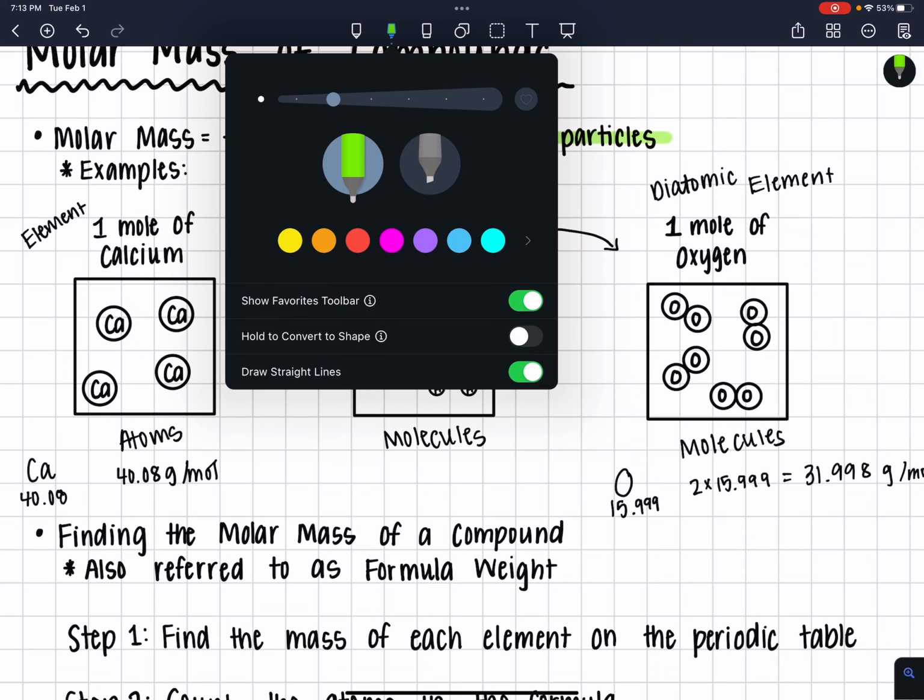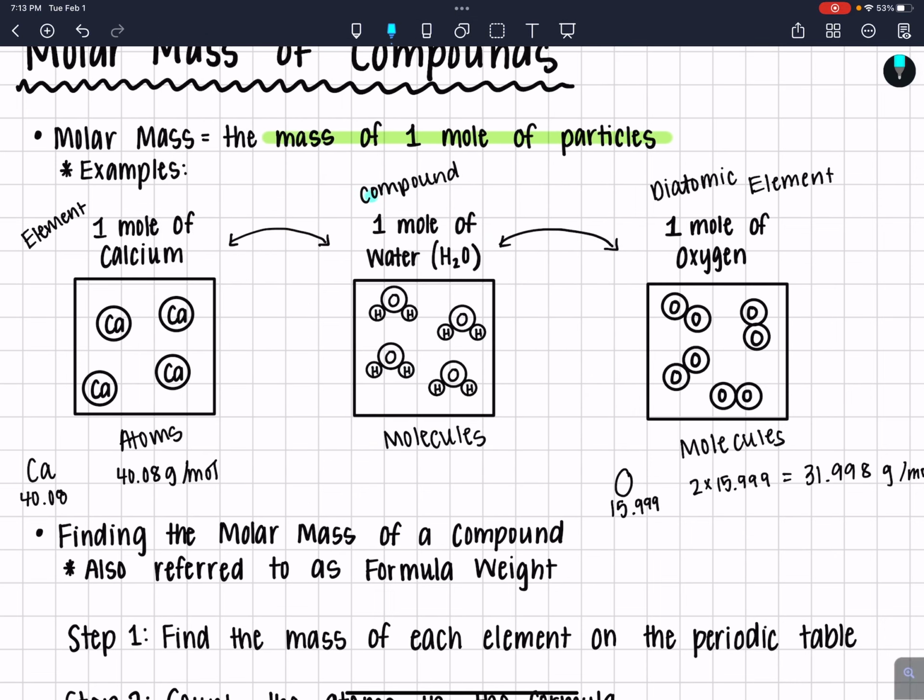So the question is, what would we do to find the molar mass of a compound like water? Because water is not made of atoms, it's made of molecules. However, it's made of different elements compounded together. So you might be having a guess of what you might do to find the molar mass. If you've got that guess, I want you to keep it in the back of your mind because I'm going to tell you how we'll find the molar mass of a compound in just a moment.